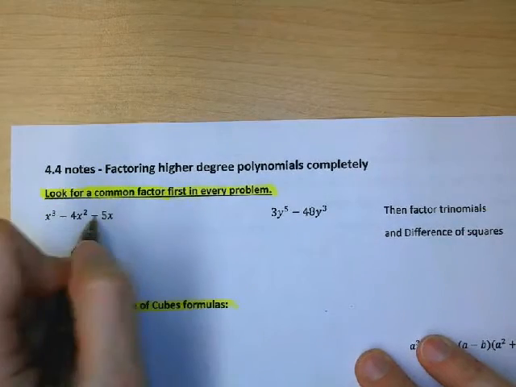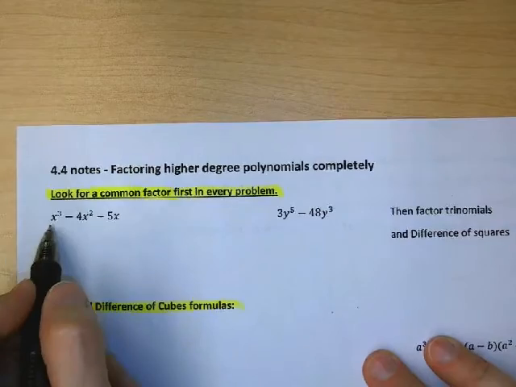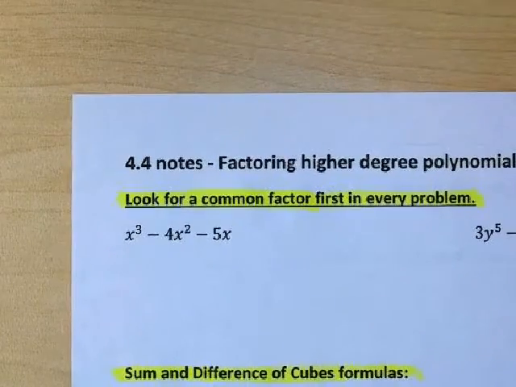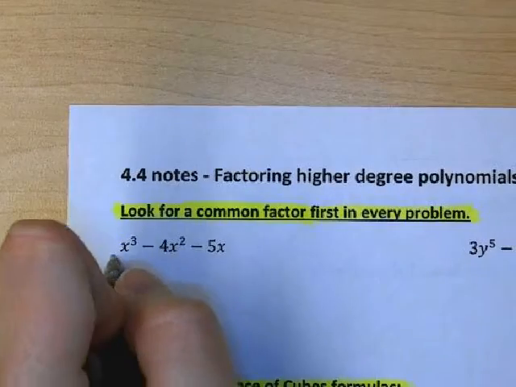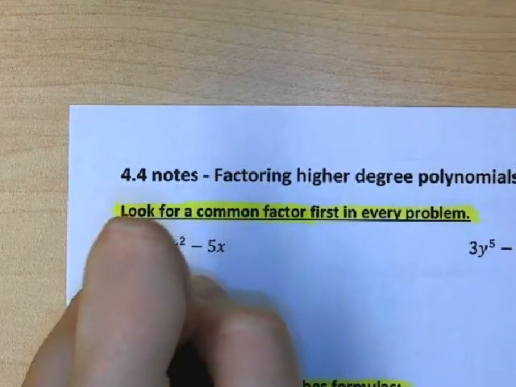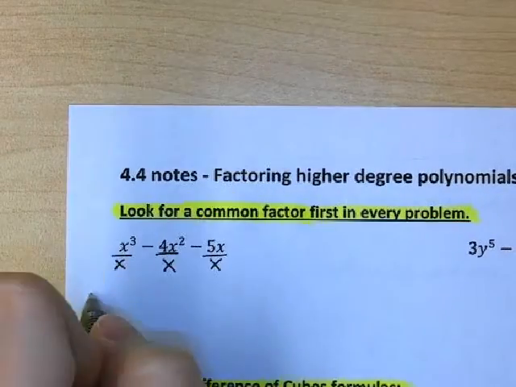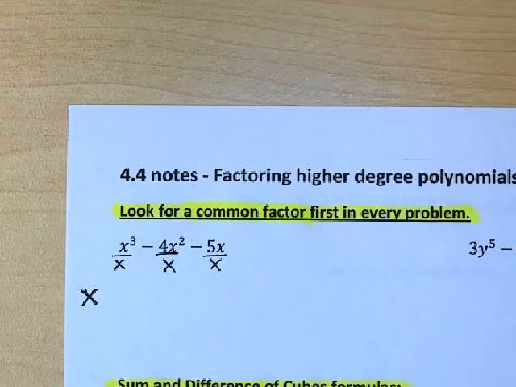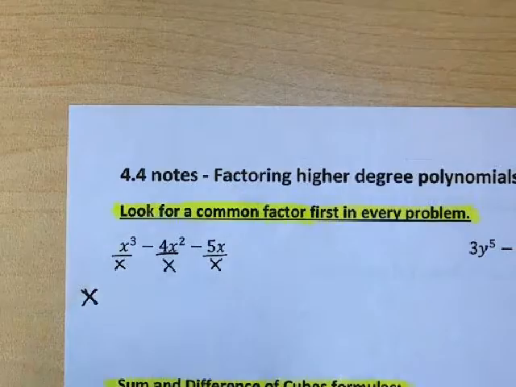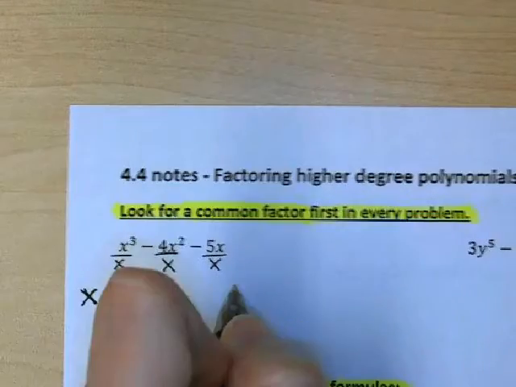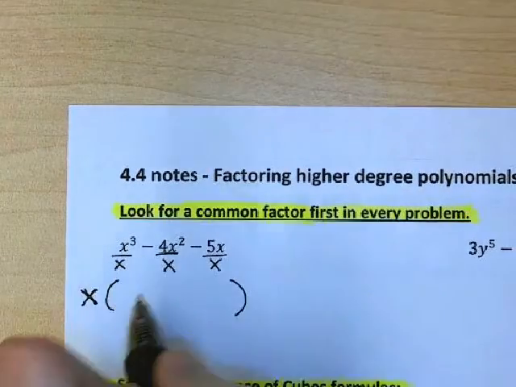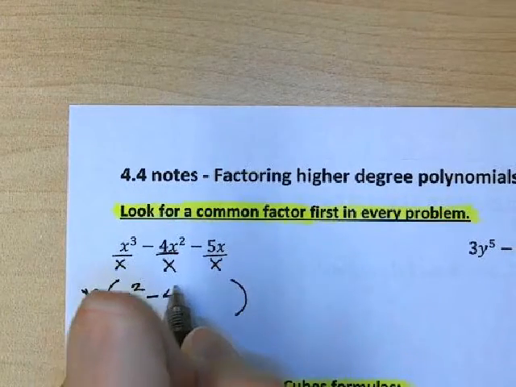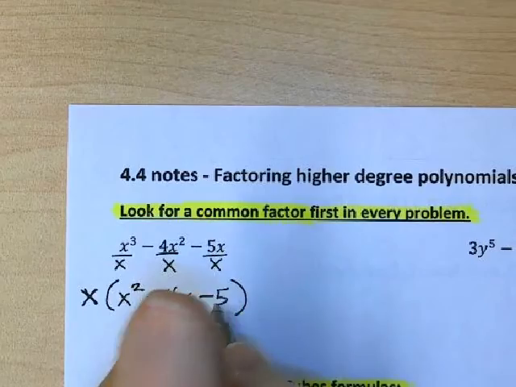So if I'm looking at this problem, do you see, is there anything they have in common? Yeah, so you want to divide everything by x first. So I divide by x. You always have to write that down then. It doesn't just disappear. You have to write that out in the front. So if I divide by x, then I'll be left with x squared minus 4x minus 5.